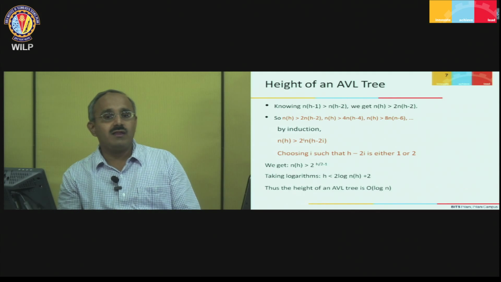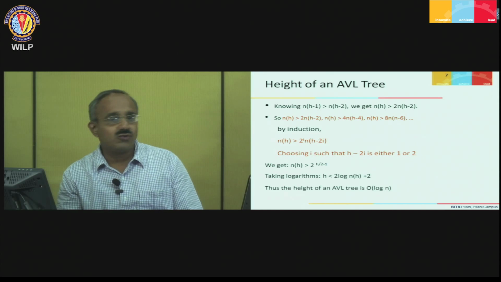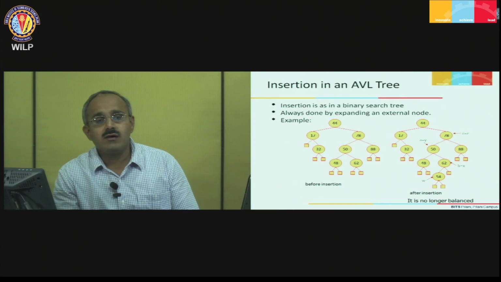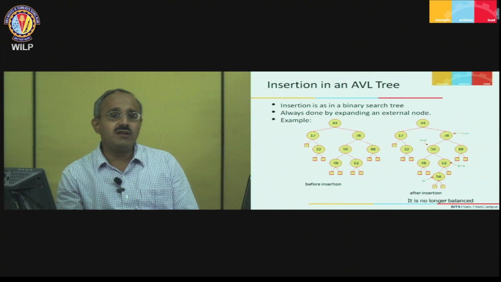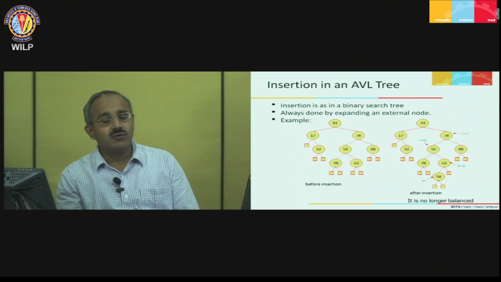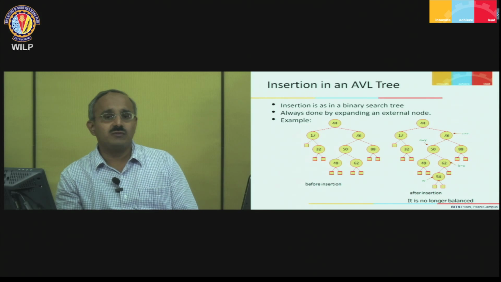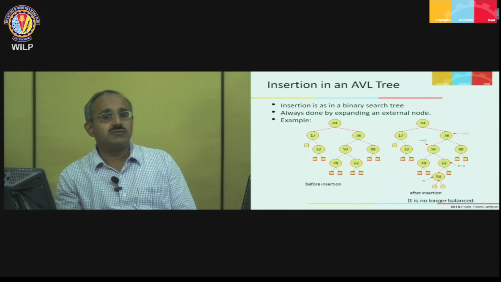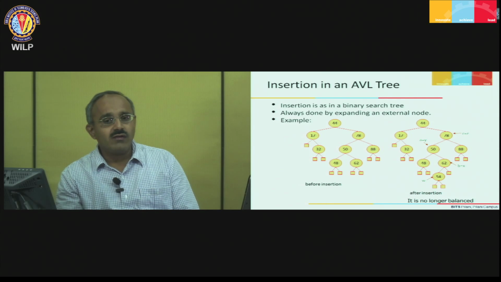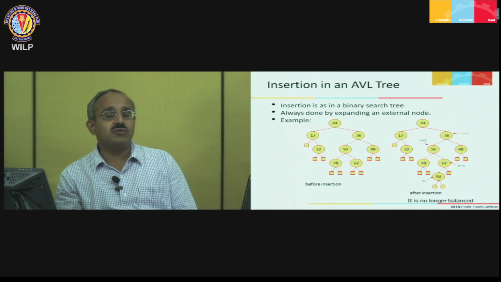So, an AVL tree represents the best case of your binary search tree. If you want to query a binary search tree, the time taken to query is proportional to the height of the tree, which we know is order log n. So, in the worst case, your search is going to be of order log n.